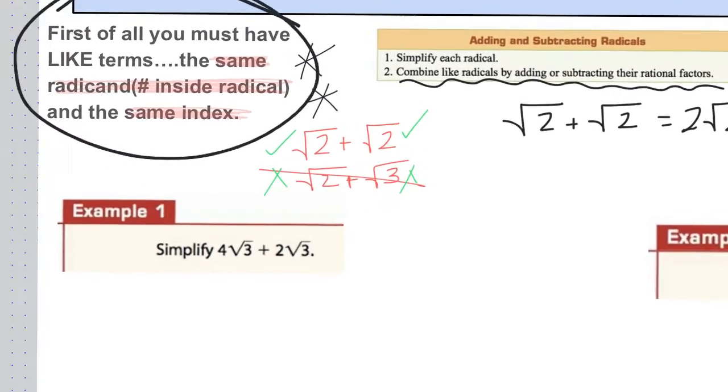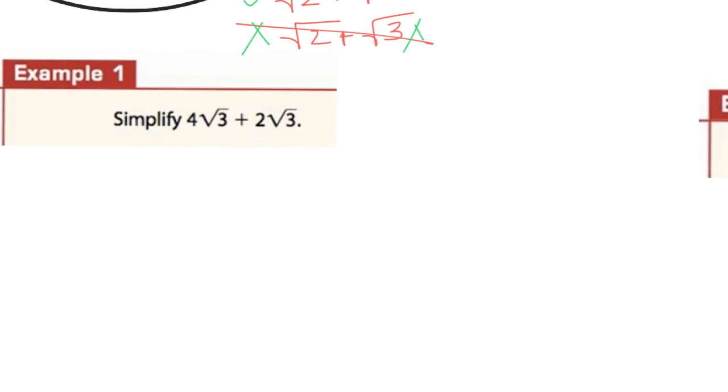All right, so let's look at example number 1 right here. First of all, can we add them? Do we have the same index? Remember, index is the little thing that sits inside the check mark. Yes, we have the same index. Now, do we have the same radicand, the number underneath the square root? Yes, we have the same radicand. So we can add these together. So I have 4 square roots of 3 plus 2 square roots of 3 gives me 6 square roots of 3. And that's my answer.